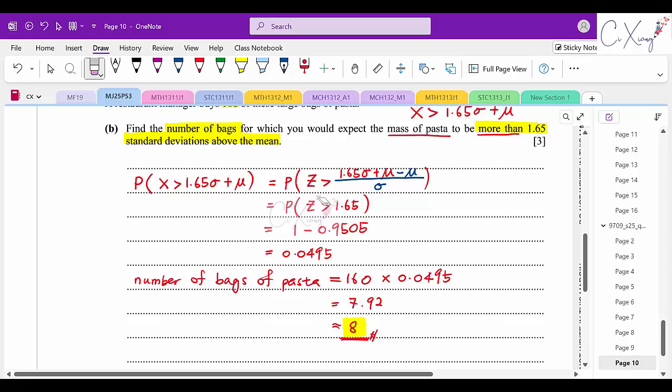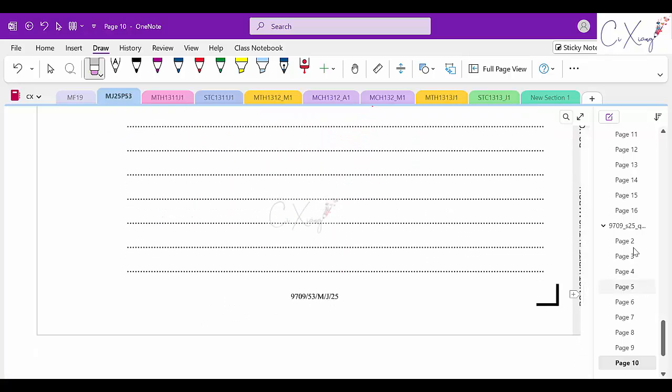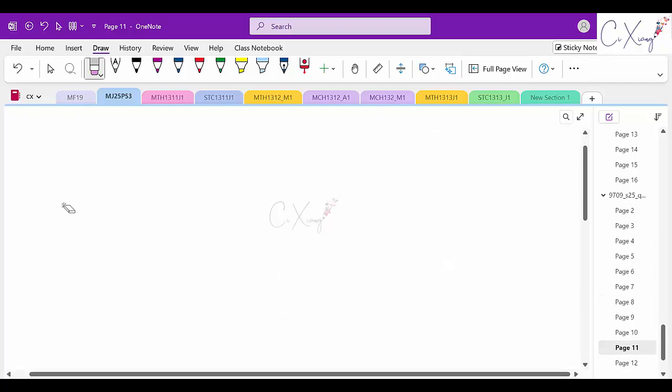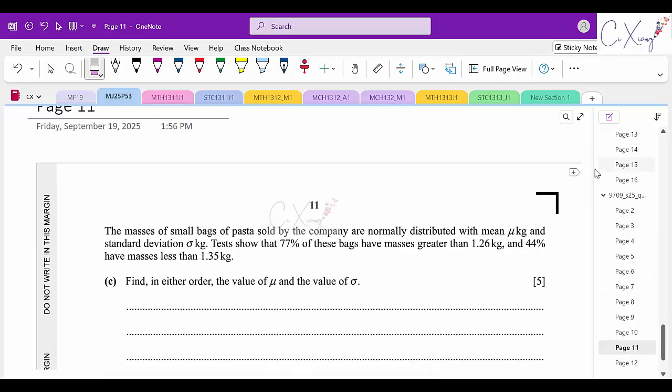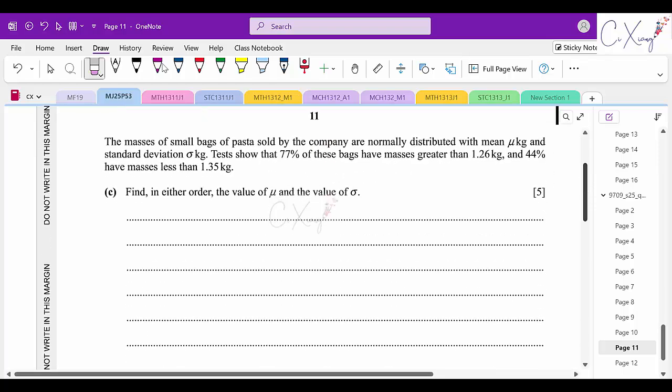Alright, then let's continue further for part C. Now we are having the small bags of pasta. They are still normally distributed. Mean and standard deviation now I don't know. So I have to set up the question to find out the mean and also standard deviation. Then to set up the equation, I need information to start with. So the information is provided in the question.